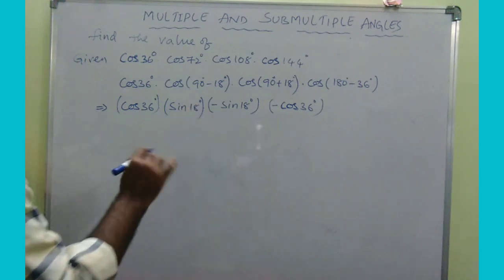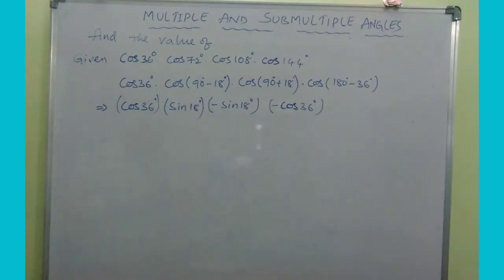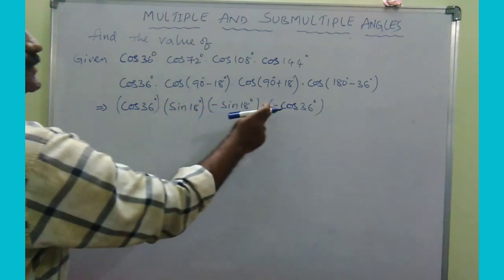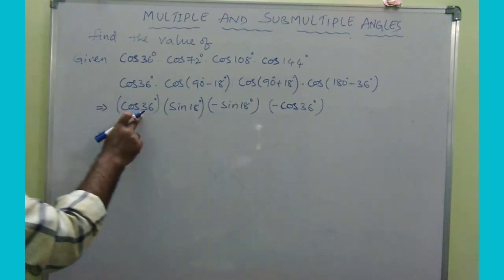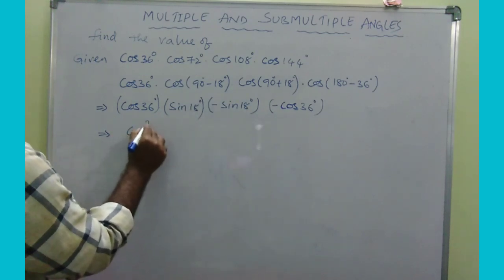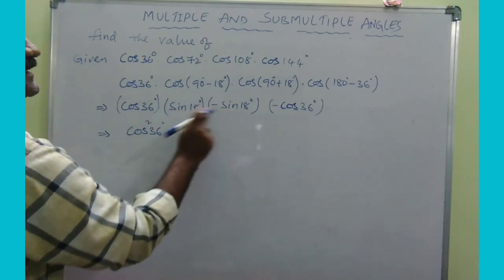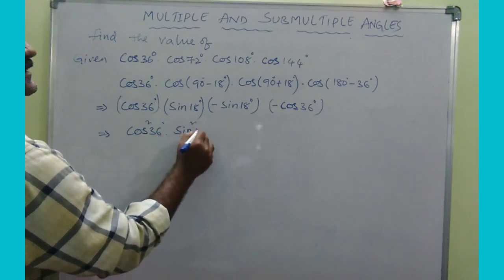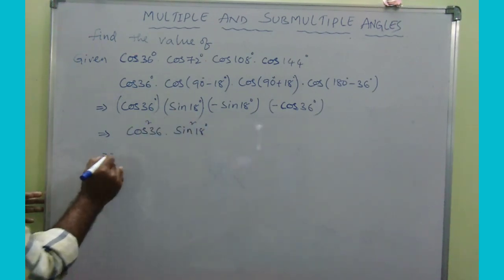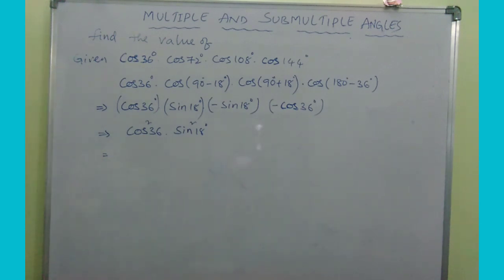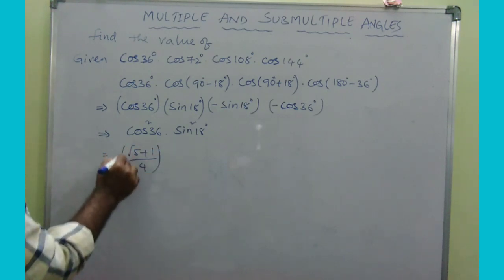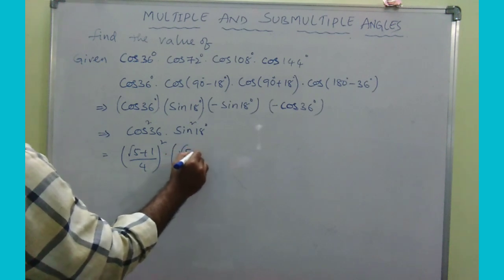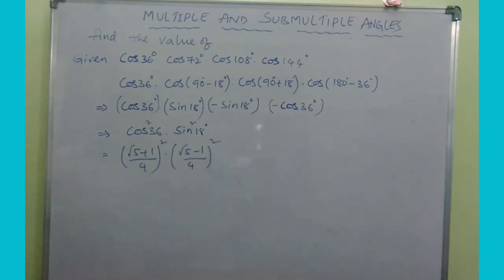So everything is multiplication now here. So now finally minus into minus is plus, and you know this is equal to cos 36 into cos 36, which is cos square 36, and similarly sine 18 into sine 18 is also sine square 18 degrees. So we know already the values of these. One is root 5 plus 1 by 4 entirely whole square, and the other one is root 5 minus 1 by 4 whole square.